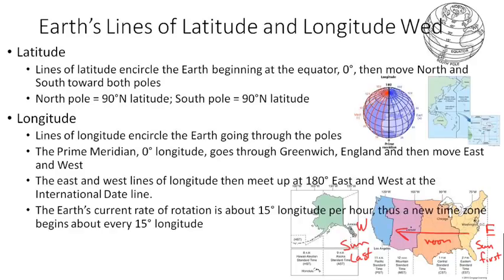So what we've done, here in the United States and actually worldwide, is about every 15 degrees longitude or so we have a break. We have a new time zone. Now you can see here on the map of the United States, we have some jags, but those are our different time zones.